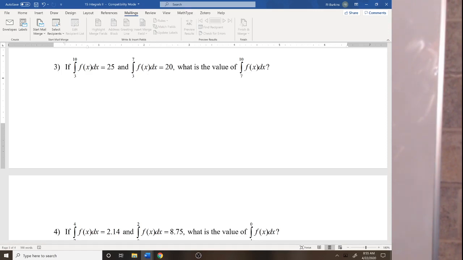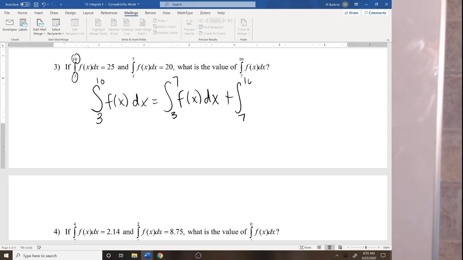So this is using that idea that we can break up integrals. Our extreme bounds are 3 to 10. So the integral from 3 to 10 of this function has to equal the integral from 3 to 7 plus the integral from 7 to 10. Now just plug in the numbers. From 3 to 10 it was 25. From 3 to 7 it was 20. Let's call this I for the integral. So it should be pretty clear that I equals 5.